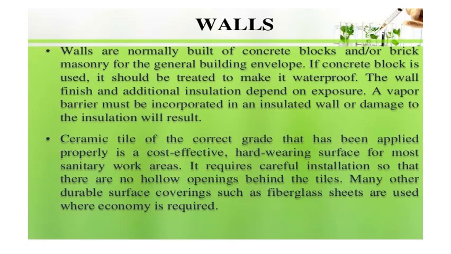While constructing a dairy plant building, the walls are very, very important. Walls are normally built of concrete blocks and or brick masonry for the general building envelope. If concrete block is used, it should be treated to make it waterproof. The wall finish and additional insulation depend on exposure. A vapor barrier must be incorporated in an insulated wall or damage to the insulation will result.